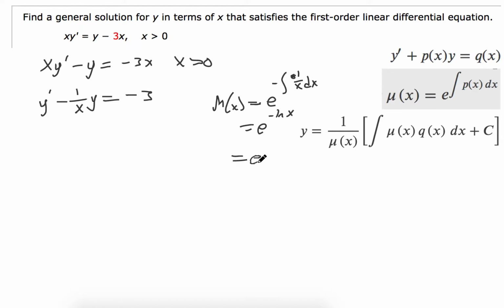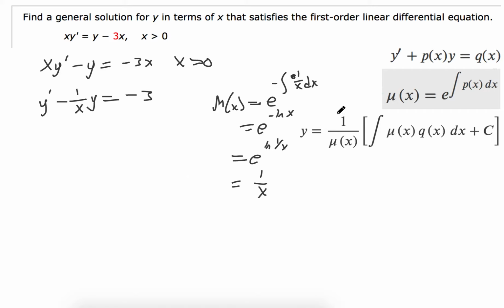Or equivalently, that's e to the natural log. We don't like to have a negative sign on the outside. That way we can cancel out some terms. This is x to the negative first here, or 1 over x is probably an easier way of writing that. And now e to the power of natural log, an exponent base e and a natural log, those are inverses of one another. So we have our integrating factor. It's 1 over x.